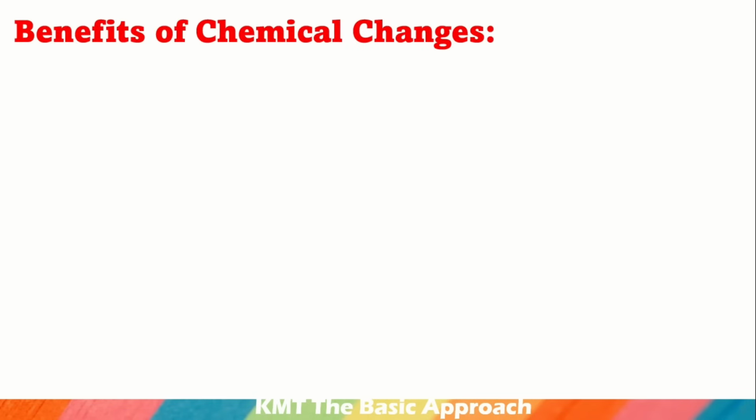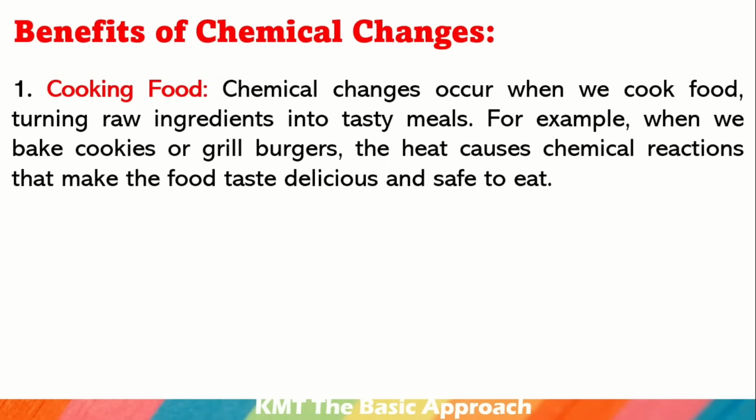Benefits of chemical changes. Number 1. Cooking food. Chemical changes occur when we cook food, turning raw ingredients into tasty meals. For example, when we bake cookies or grill burgers, the heat causes chemical reactions that make the food taste delicious and safe to eat.